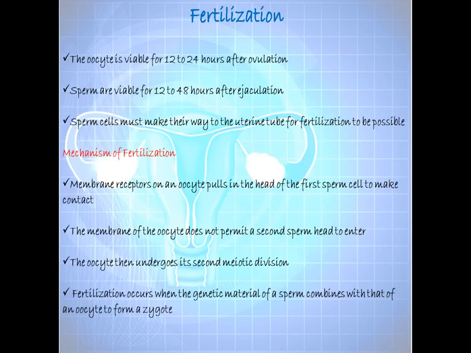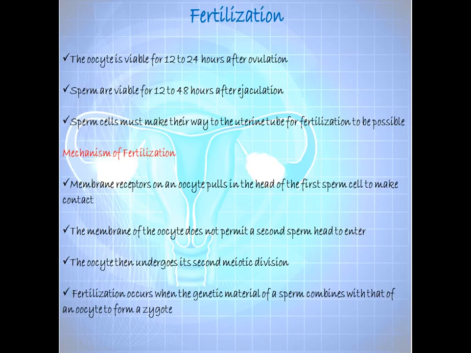Next one is fertilization. The oocyte is viable for 12 to 24 hours after ovulation. Sperm are viable for 12 to 48 hours after ejaculation. Sperm cells must make their way to the uterine tube for fertilization to be possible.